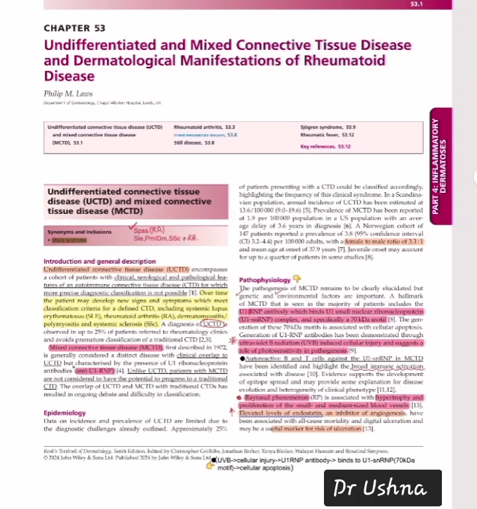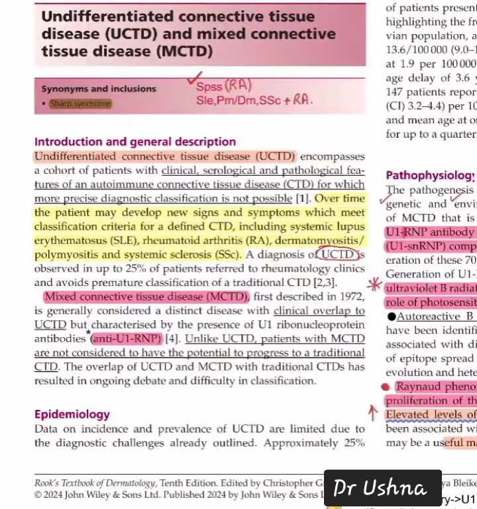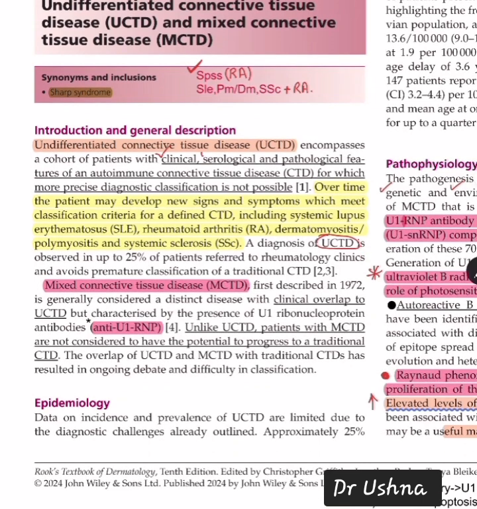The topic for today's discussion is undifferentiated and mixed connective tissue diseases, which is chapter 53 of the Rook's textbook of dermatology. First of all, you should have the concept of UCTD or MCTD. This is more or less the same thing, only the difference is the presence of antibodies in MCTD patients. As the name indicates, if the patient has clinical or serological and pathological features of any connective tissue disease, but it's not fulfilling the diagnostic criteria for that typical disease, the patient will be classified as having UCTD.